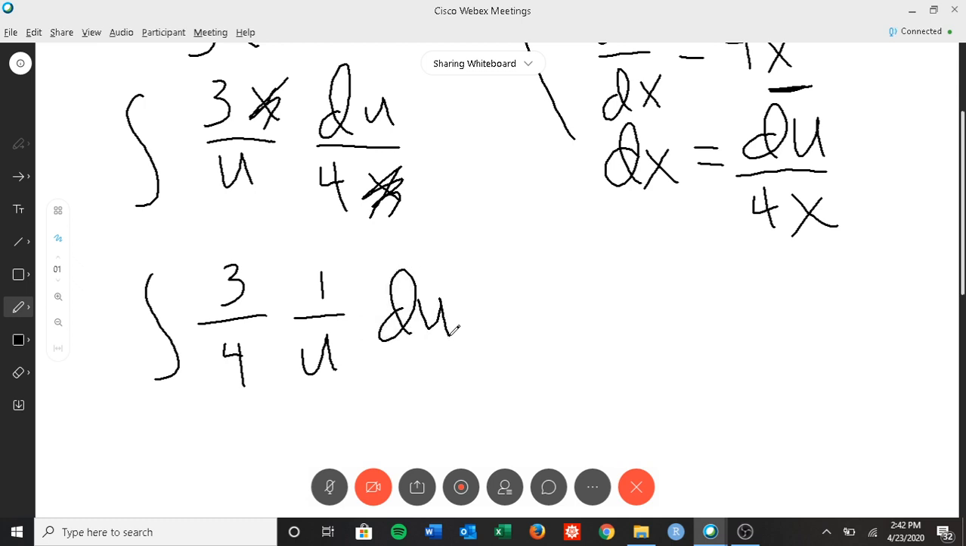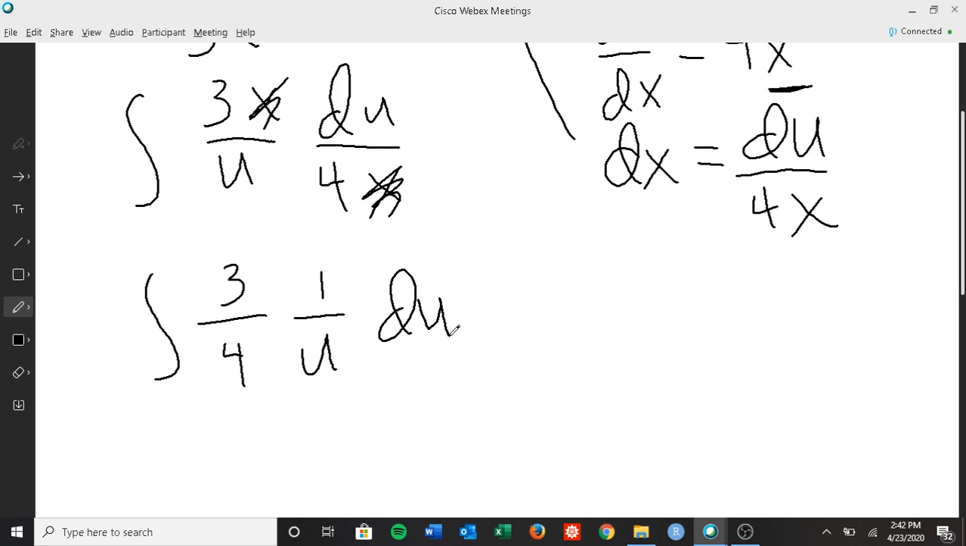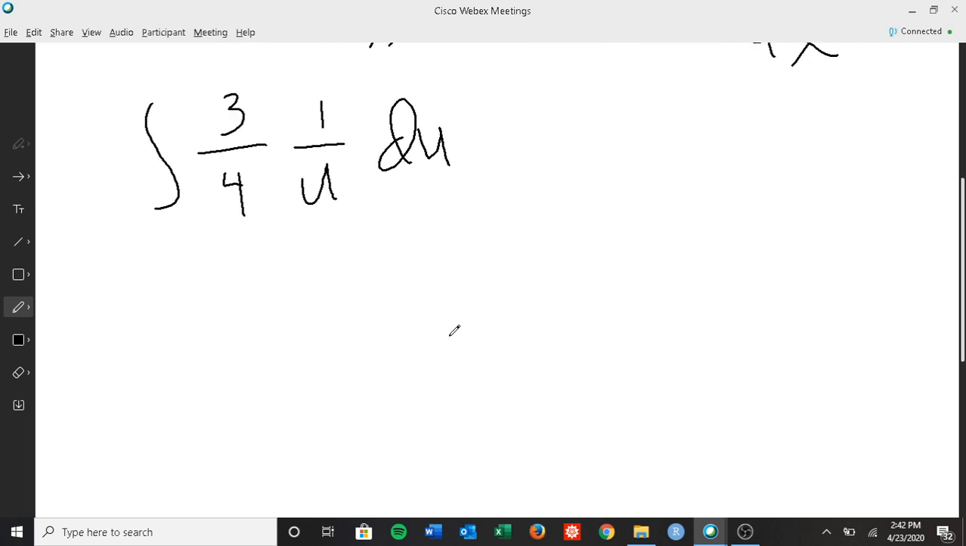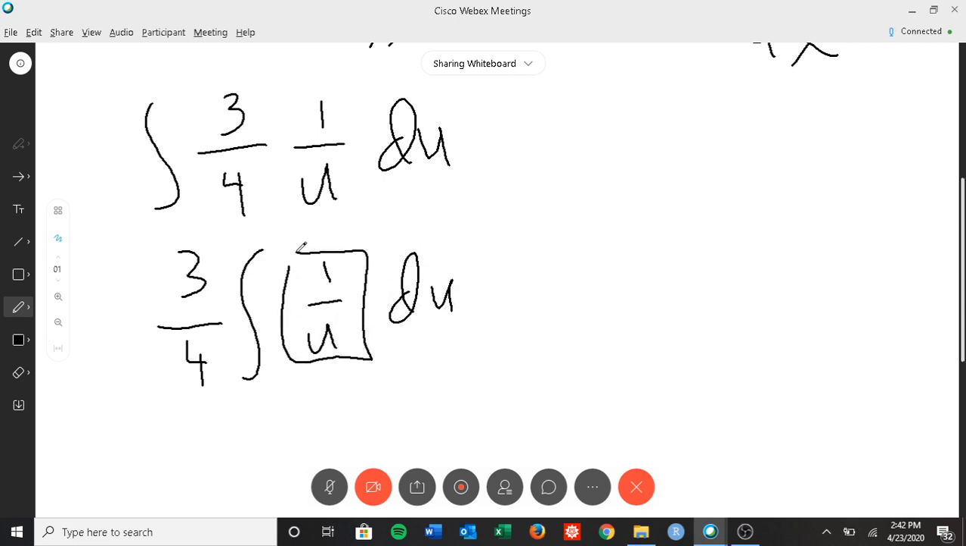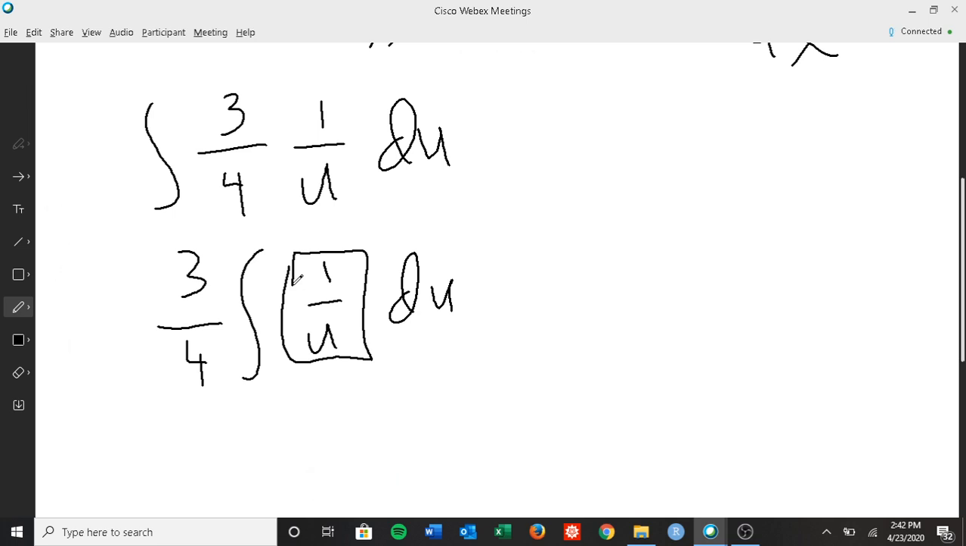And we know that this is the correct formula because we have everything in terms of u and there's not a single x value in our problem. So now when we solve this, we can pull the 3/4 out front because it's a constant. Now if you notice here, we have 1 over u. Does anyone remember what this is the derivative of? If you don't know, this is the derivative of ln.